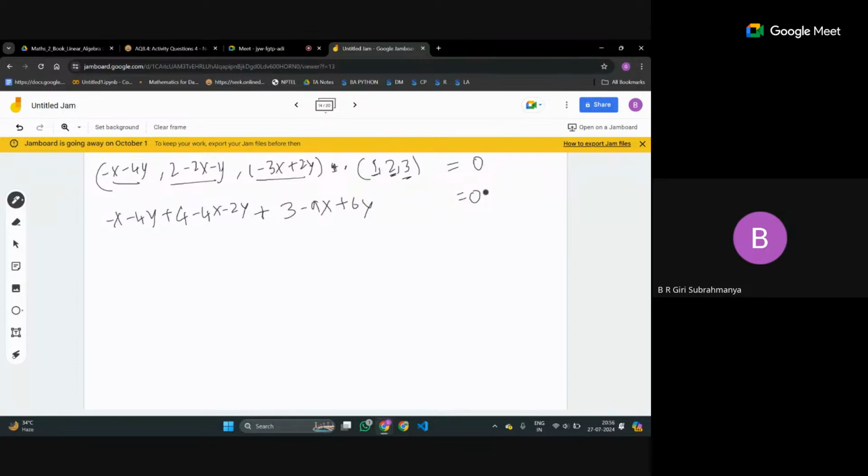So let us add 4 and 3. 4 plus 3 is 7. Minus x minus 4x is minus 5x, minus 5x minus 9x is minus 14x. Minus 4y minus 2y is minus 6y, plus 6y is 0y. So plus 0y is equal to 0. So 7 minus 14x is 0. X is going to be 7 by 14, which is equal to 1 by 2.